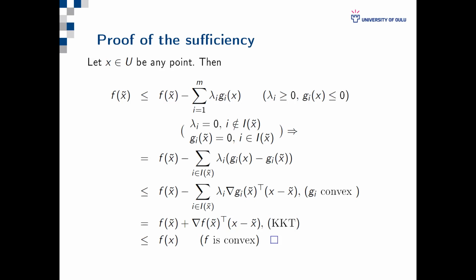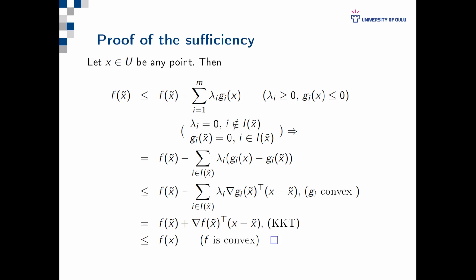But f was a convex function. And by the definition of convexity, it's less than f(x). So we have proved that for any point x, the cost at the point x is bigger than the cost at the point x tilde when x tilde satisfies the Karush-Kuhn-Tucker conditions. So x tilde is a minimum point.